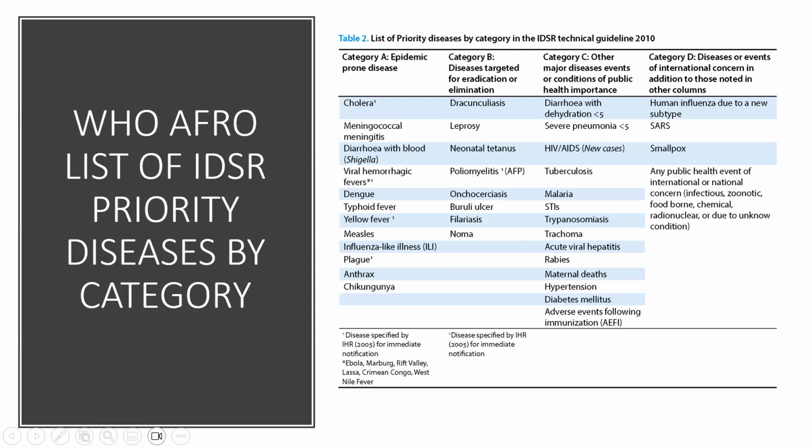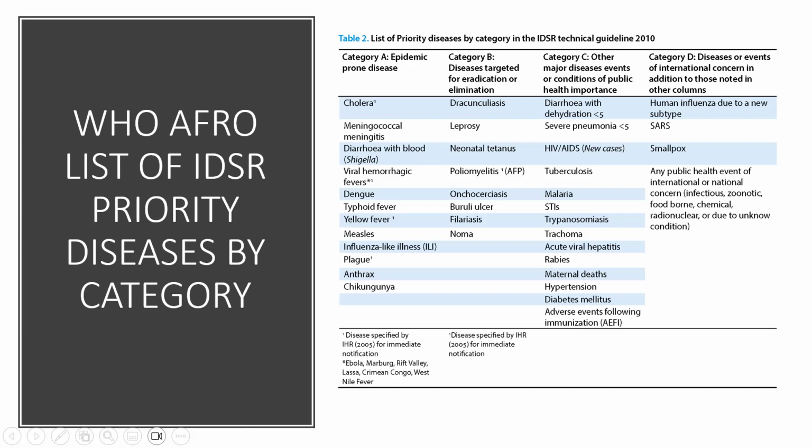The third category is other major diseases or events or conditions of public health importance. So this is where you have a lot of the non-communicable diseases. Maternal death is not a disease, but it's an event. And that event is under surveillance. Hypertension, diabetes mellitus, adverse events following immunization, tuberculosis, malaria, and co are the kind of diseases that are major. They cause morbidity and mortality, and we want to keep them under watchful scrutiny.